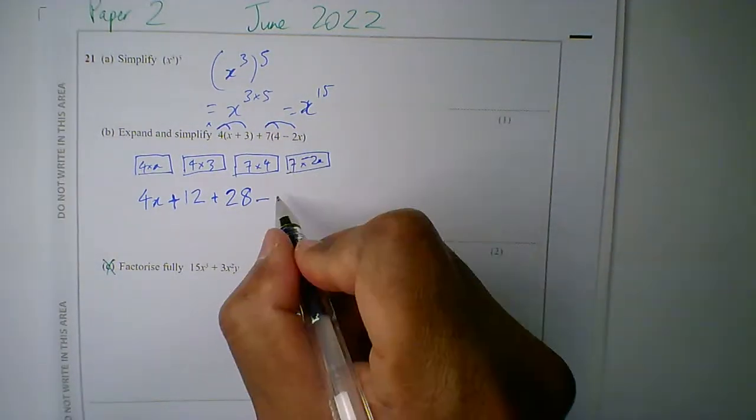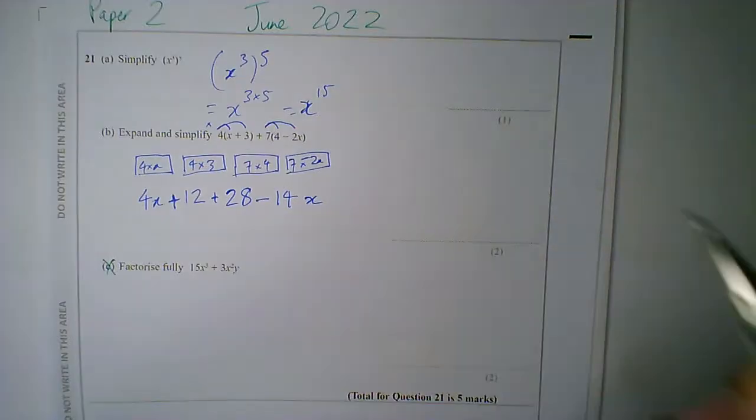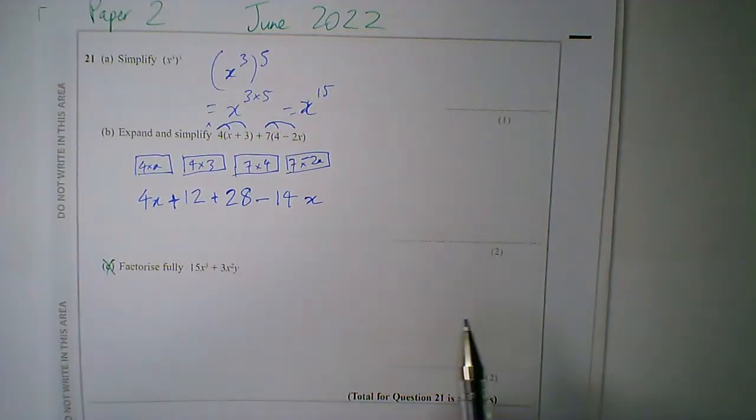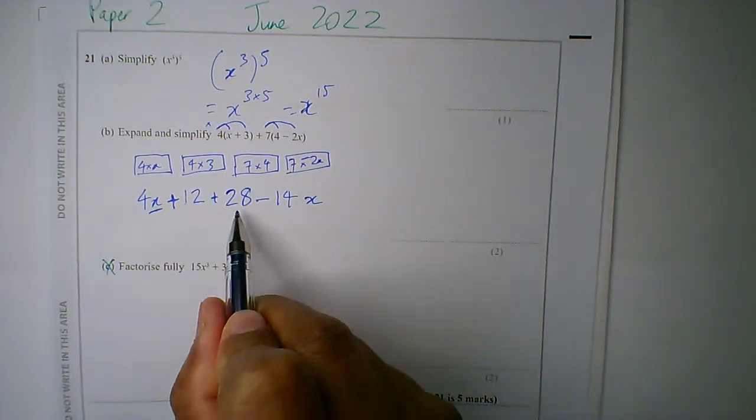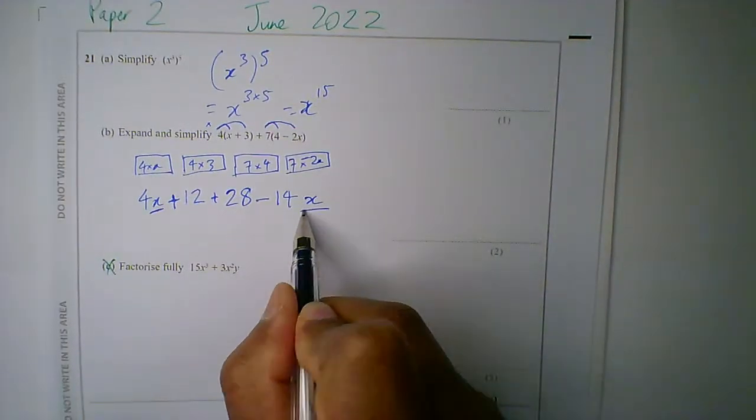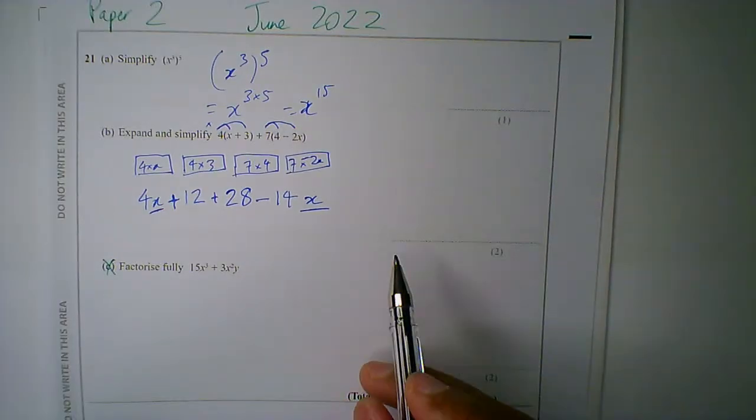7 times 2 is 14, and I've got x. Okay, now I'm going to look at my things here. Now I've got here an x term. This is a number term, 12. 28 is a number term. 14 is an x term. So this is what I call collecting like terms.